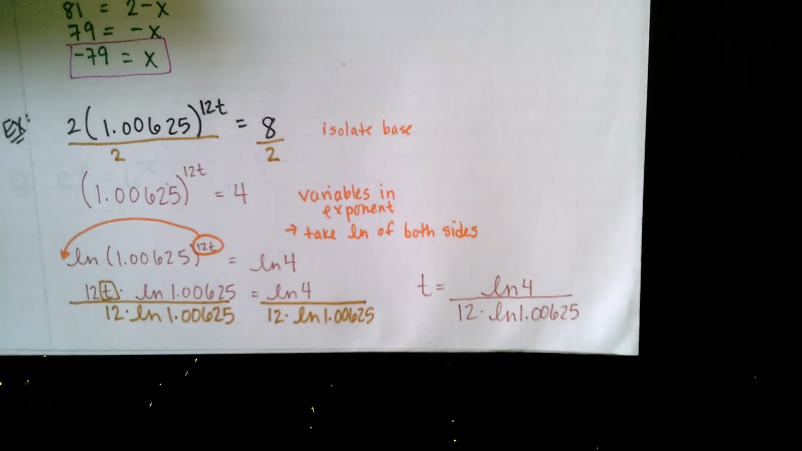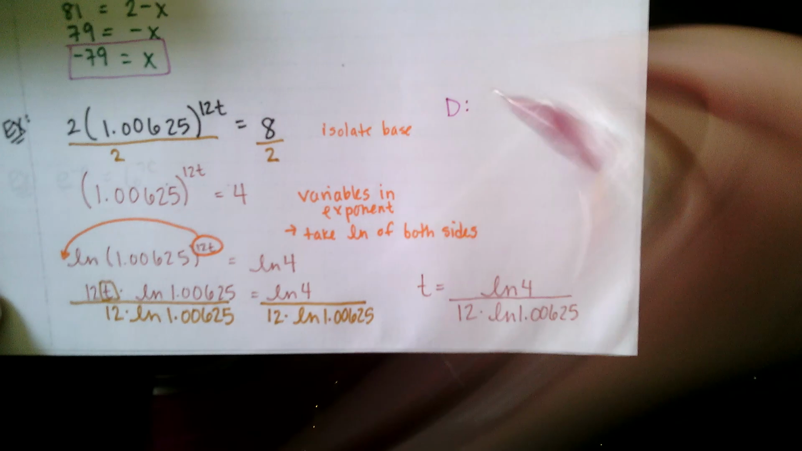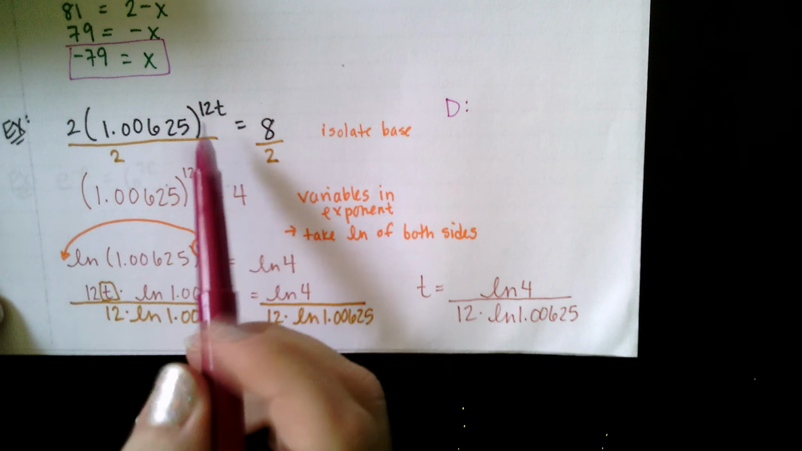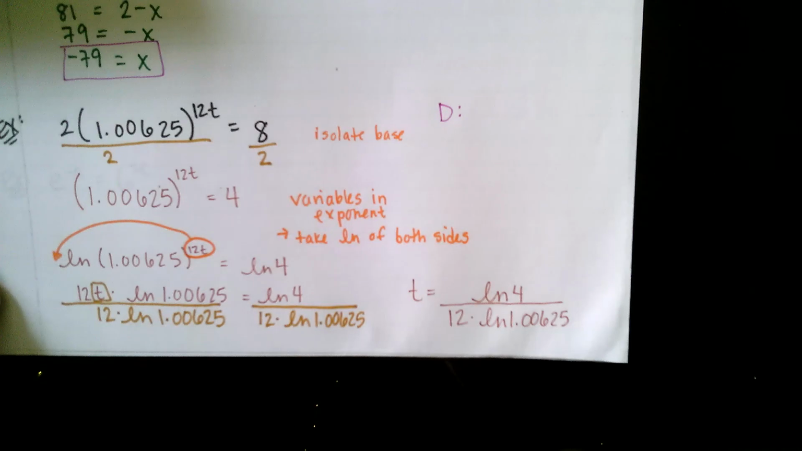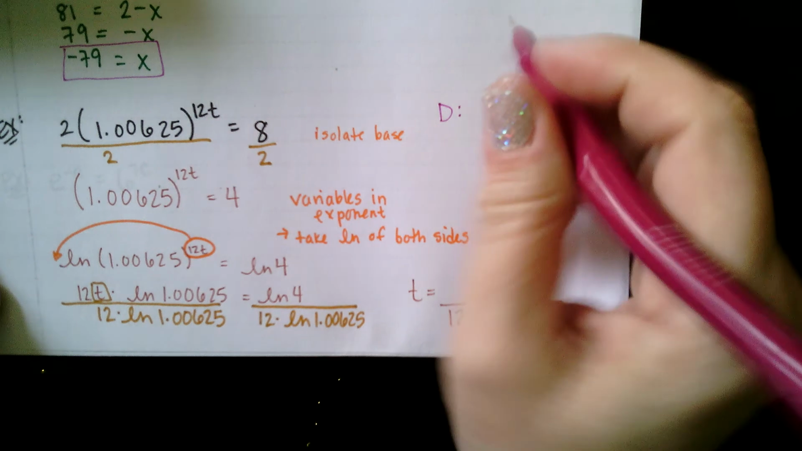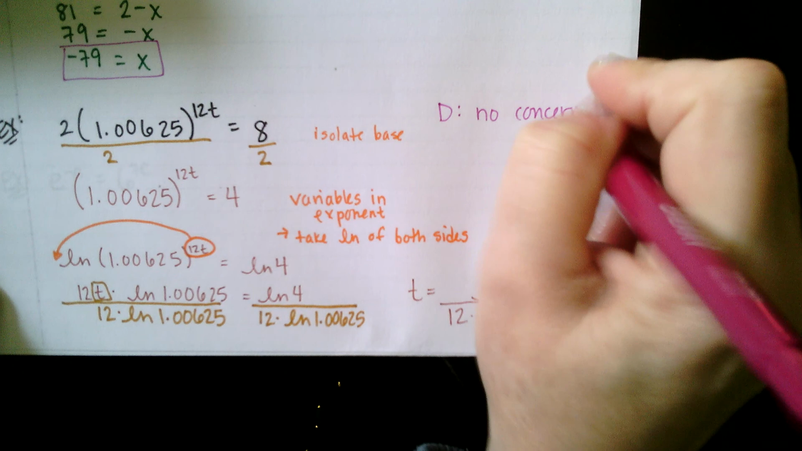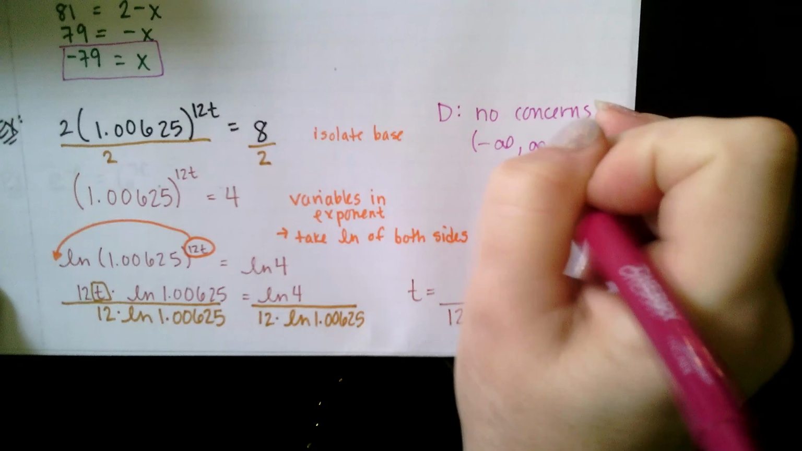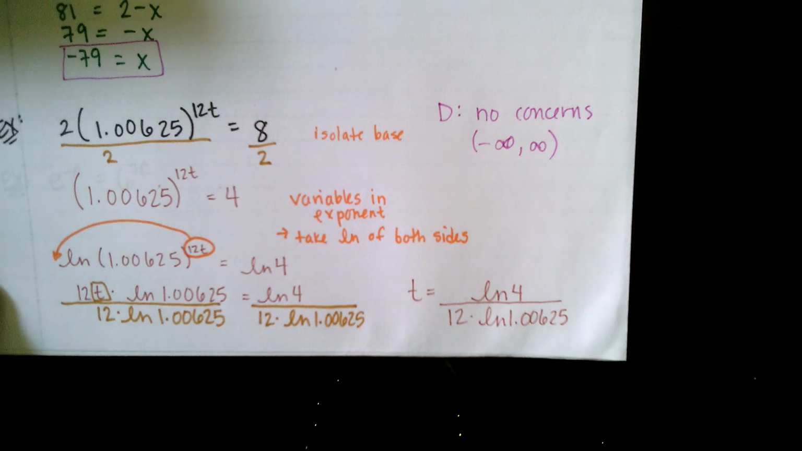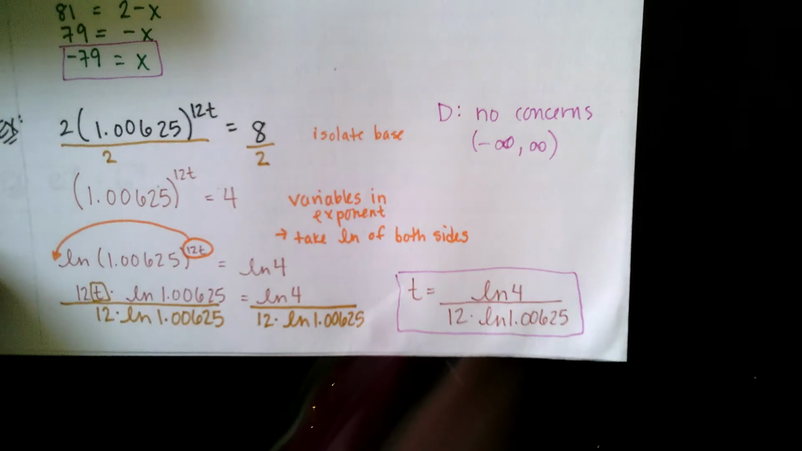Now let's consider domain. Our original problem had no logarithms, had no variables in the denominator, had no variables inside even indexed radicals, so there are no concerns of our 3 things to watch out for. So the domain is unrestricted at negative infinity to infinity. So this actually is our solution.